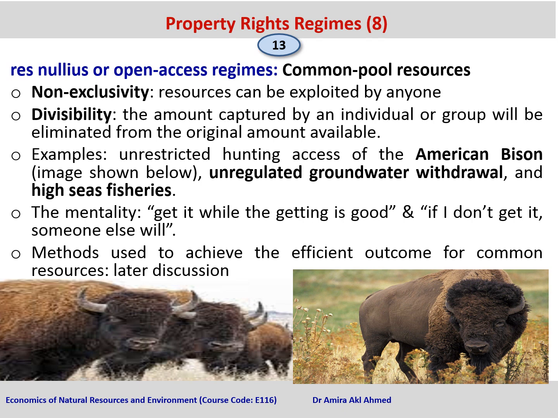Examples of resources that share the characteristics of common pool resources and the tragedy of the commons are unrestricted hunting access of the American bison, unregulated groundwater withdrawal, and high seas fisheries. The mentality associated with these open access resources is: get it while the getting is good, and if I don't get it, someone else will. The asset value of the resource is essentially zero since non-exclusivity implies that it can't be saved for later.